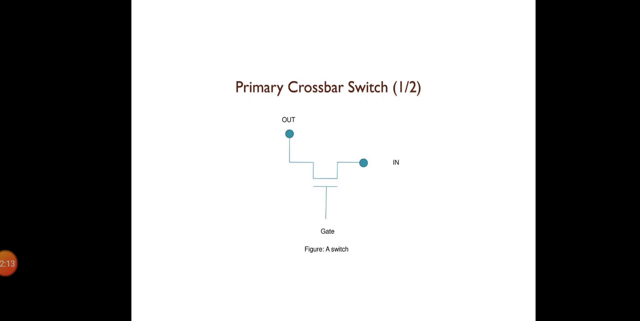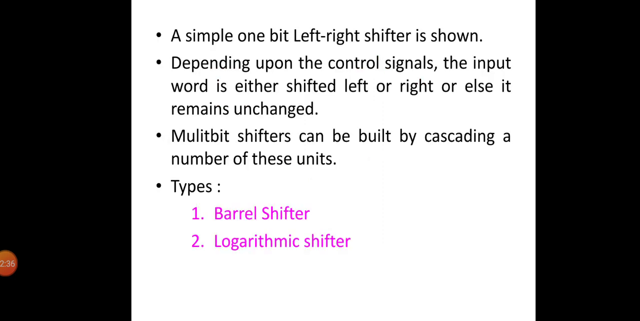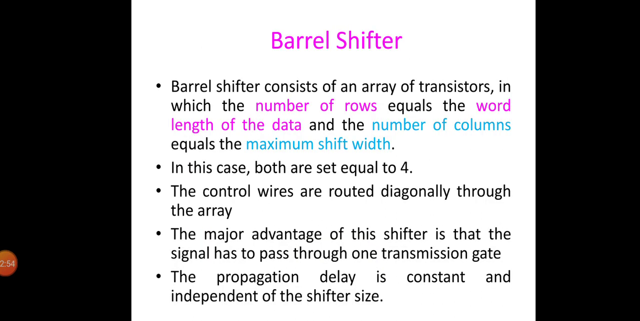This diagram shows the primary crossbar switch using NMOS transistors. The signal can be transferred in and out of the source and drain of the transistor if the gate signal is high. When the gate signal is high, the transistor will be in the on condition, which passes the signal at one end to the other end. So either side transfer is possible using this switch. Depending upon the control signals, the input word is either shifted left or right, or else it remains unchanged. Multi-bit shifters can be built by cascading a number of these units, called the barrel shifter and the logarithmic shifter.